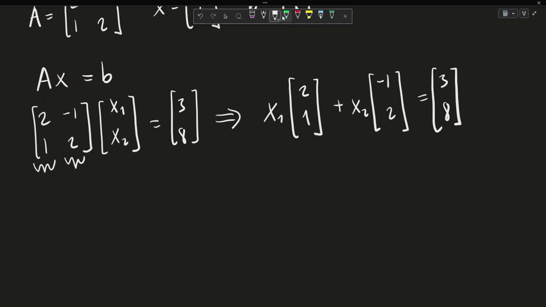And so what we represent this as is some scalar multiple x1 of the vector 2, 1. So let's say this is 2, 1 multiplied by some value x1, and we then add the vector negative 1, 2, which would look something like this.